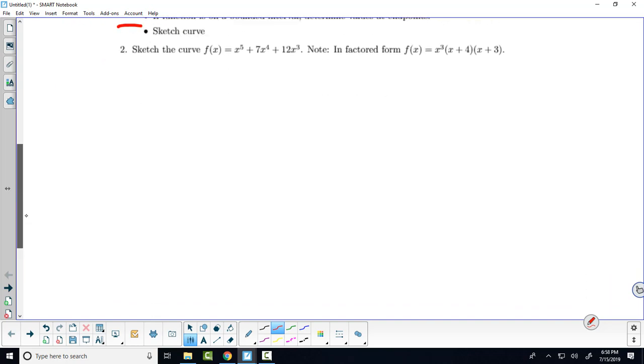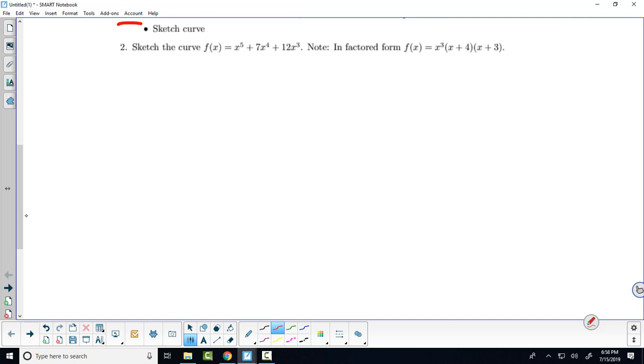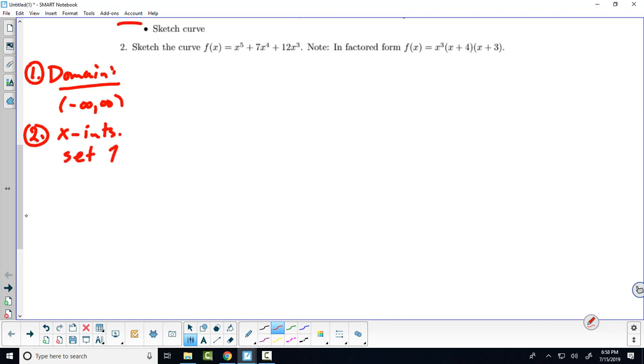Let's go ahead and do number 2 here and see what we can do. First of all, let's identify the domain of this function. In this case, identifying the domain isn't really all that exciting because it's a polynomial, so its domain goes from minus infinity to infinity. The next thing we want to do is find the x-intercepts. To do that, we set f of x equal to 0.